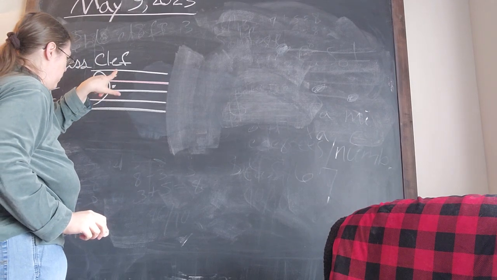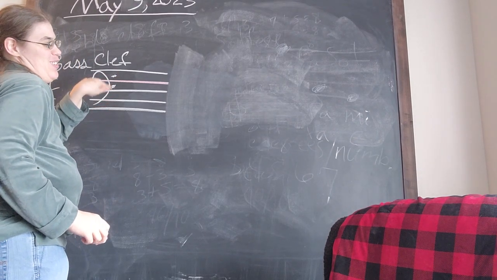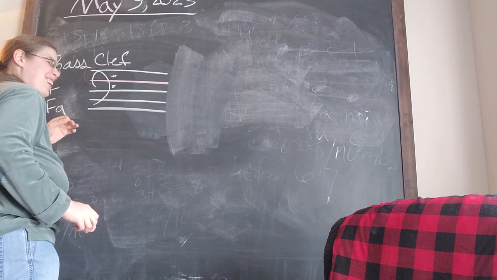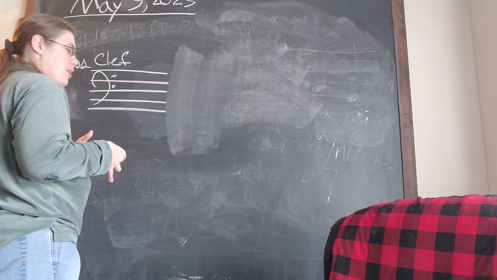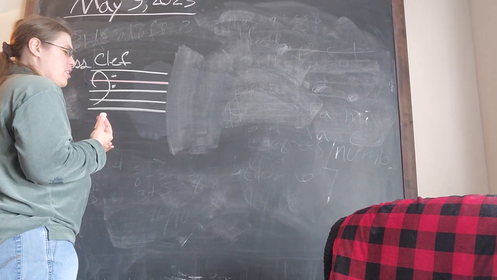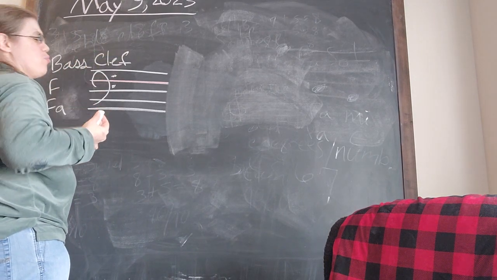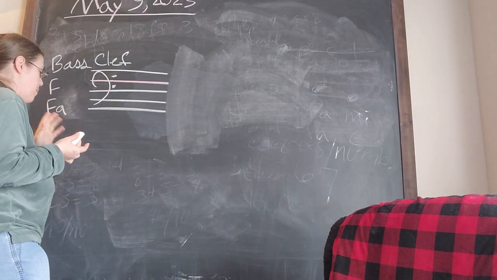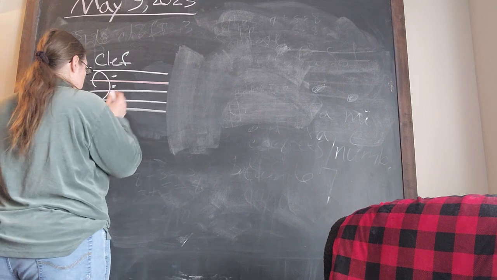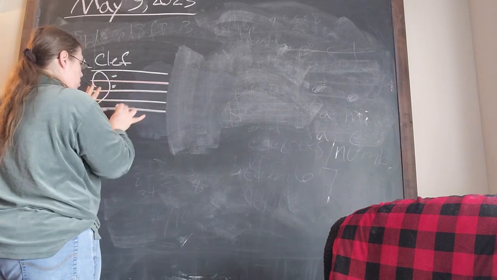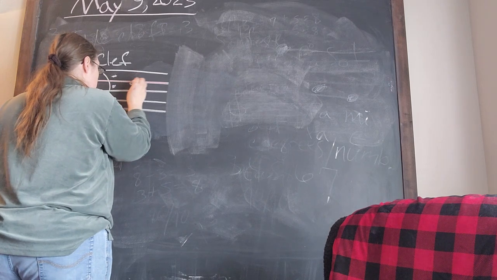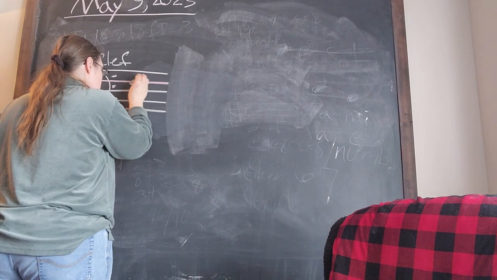And so if you can read the bass clef, you're doing really good. It means you're going to be more musically literate than the people who can just read the treble clef. So the bass clef, we're going to go through all the notes. We're going to do the ascending first.